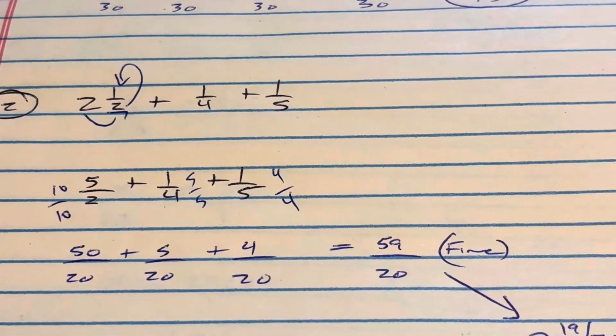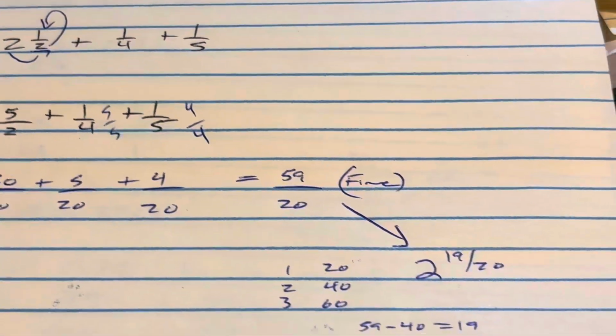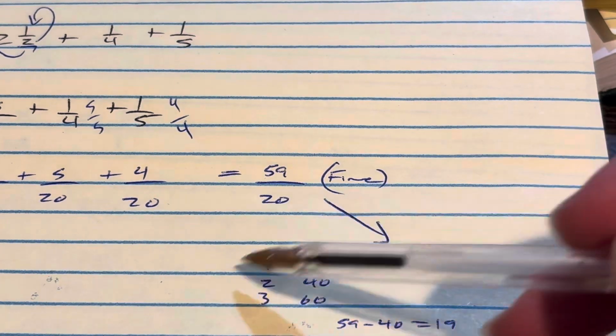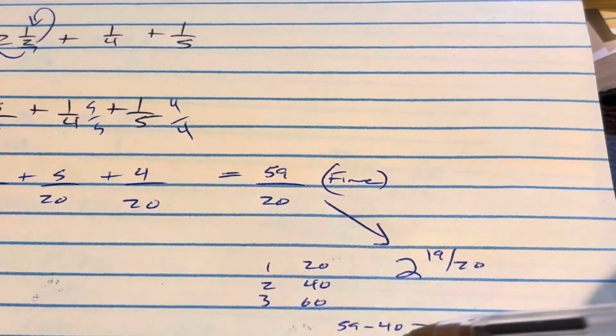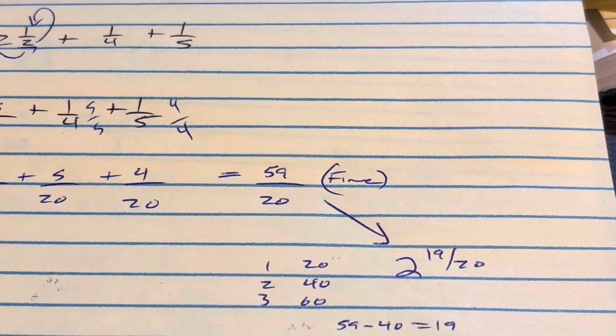So 59 over 20 could be a fine answer, but if they want the answer as a mixed number, what would you do? So how many times does 20 go into 59? Almost 3, but not quite 3. So it's going to be 2 and 1 20, 2 20s, 3 20s. 2 and 19 over 20.